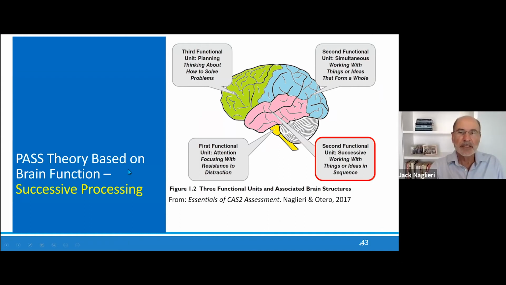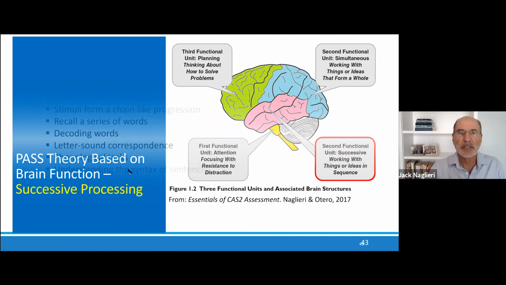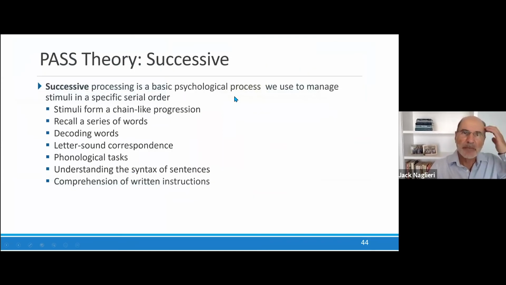All right, let's talk about successive processing next, sequencing. This is temporal lobe, as I mentioned. Anything in order, anything. Speech articulation, recalling information in order, tying your shoes, remembering the combination to your locker, reading decoding, word, letter, sound correspondence.